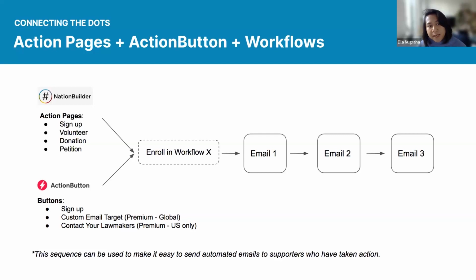Now, if you are creating pages and action buttons specifically targeted towards new supporters, and you want to enroll them in a workflow, an email automation, you don't have to create multiple workflows for every single page and every single action button. For example, if you wanted to create a welcome series, you can create a sign-up page and a sign-up button for ActionButton, and have people coming in from there enrolled in just one workflow or email automation. From there, they will automatically get email 1, email 2, email 3, and so on. This is just another layer of how to really combine these different features together.